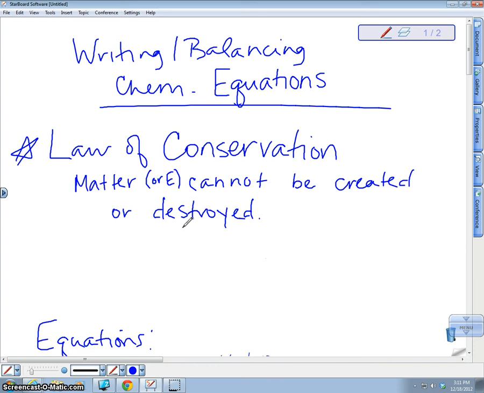Before we start looking at the actual equations and how to write that, though, let's review the law of conservation. The law of conservation tells us that matter cannot be created or destroyed. That means that whatever matter we start with, we have to end up with that same matter at the end of whatever we do. This is important to chemical bonding and chemical reactions because that means that whatever atoms we start with, whatever particles we start with, we can rearrange them and let them bond differently, but we cannot lose any atoms and we cannot gain any atoms.